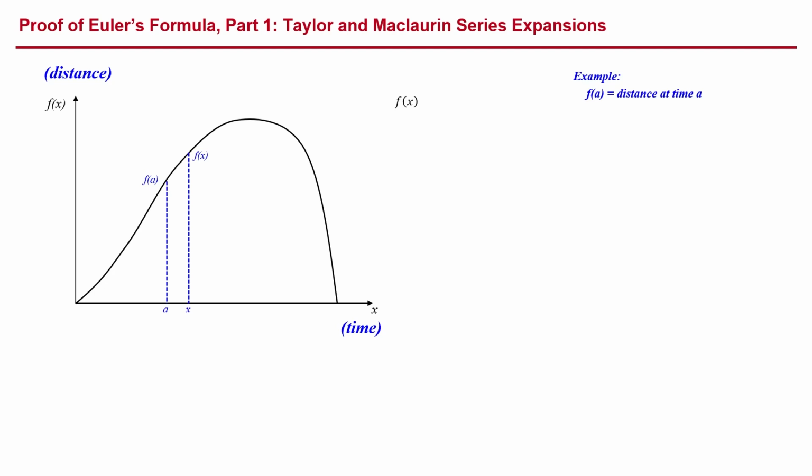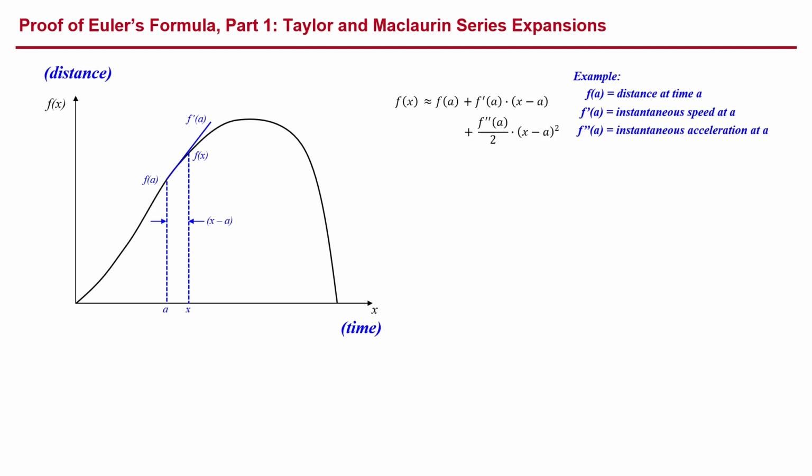We can take the instantaneous speed at time a, which is the first derivative of distance, multiply it by the time interval x minus a to get the distance traveled over that interval, and add it to the distance at time a. If our speed is constant over this interval, then this will give us exactly the distance at time x. If not, then we need to account for the acceleration at time a, which is the second derivative of distance. If the acceleration is not constant over the interval, then we need to take the third derivative into account, and so on through the nth derivative.